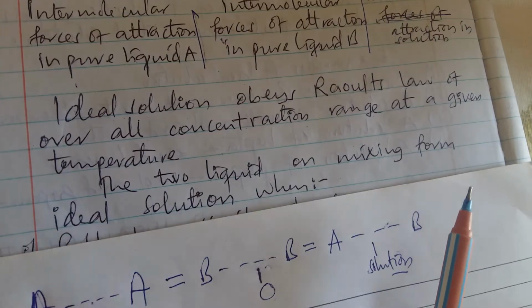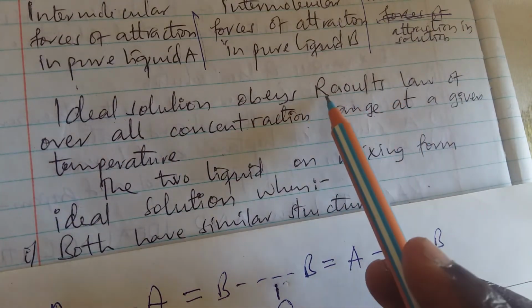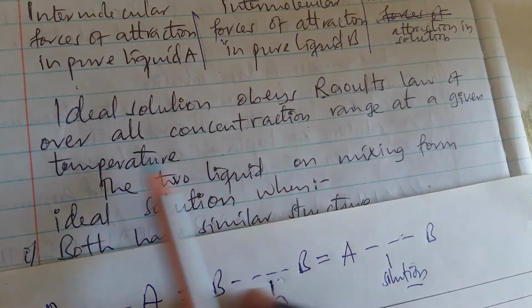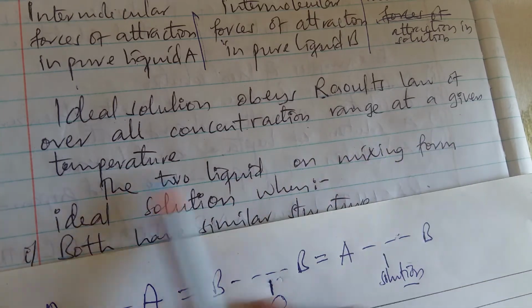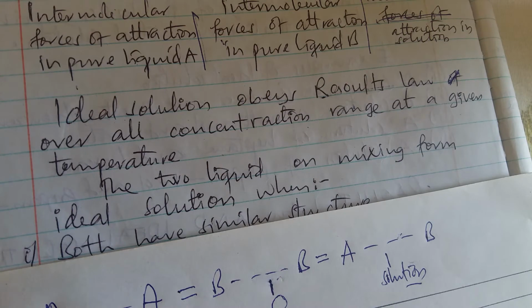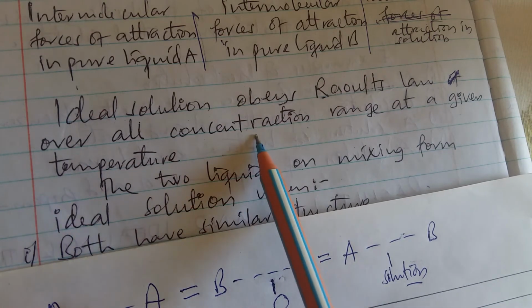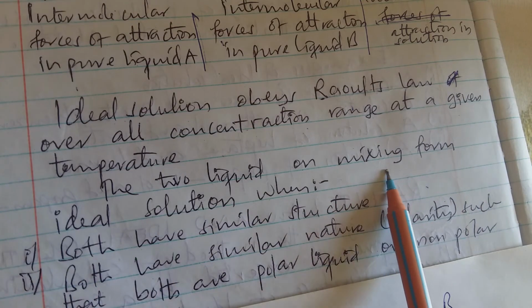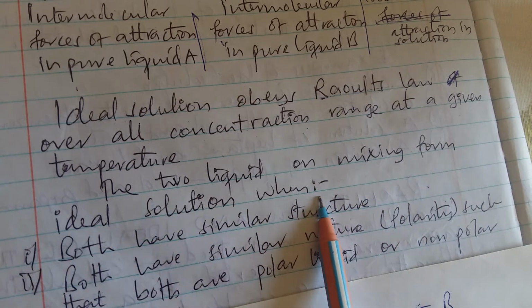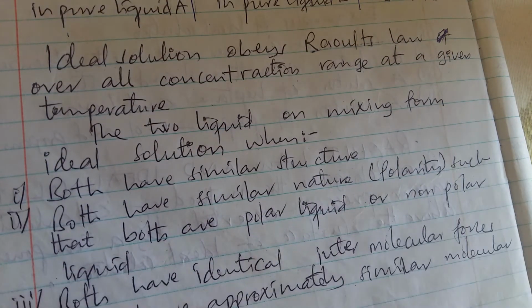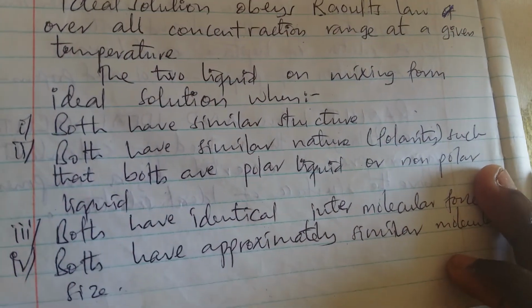So from there, we are saying that ideal solution obeys Raoult's law over all concentration range at a given temperature. The two liquids on mixing form ideal solution when. Kwa hizi hapa nazita characteristics of liquids ambazo zinaweza ka form ideal solution. Characteristics of liquids which can form ideal solution.